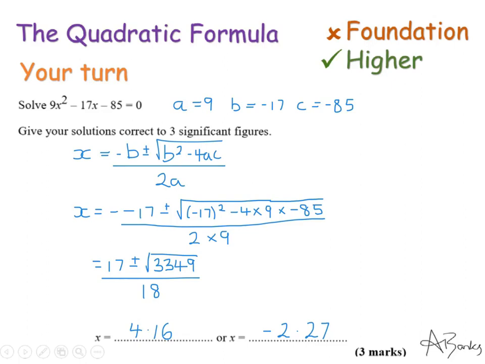Here's the solution. Just check that you've got your minus 17 in brackets here where it's squared, and you've got minus 17 here, and then I've skipped a step here, I've gone straight to the fully simplified version, that you've got this written down, and then these are your two answers rounded to 3 significant figures.